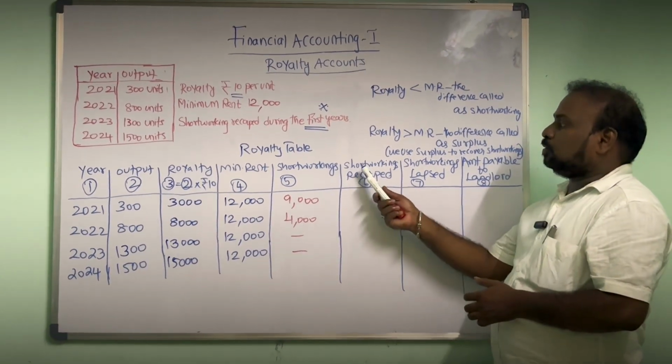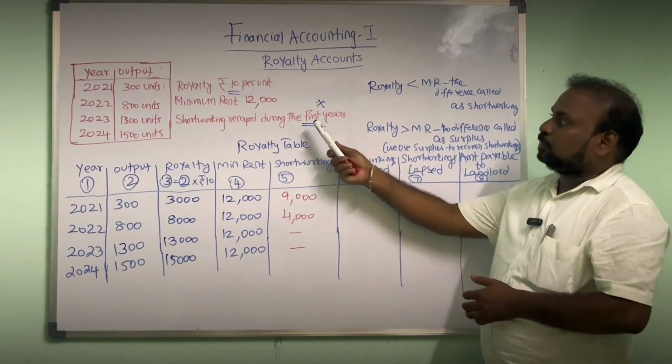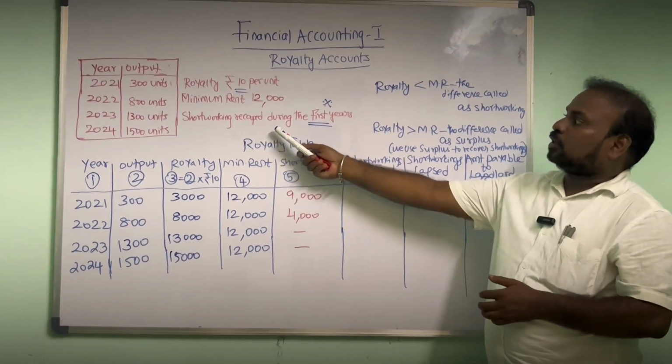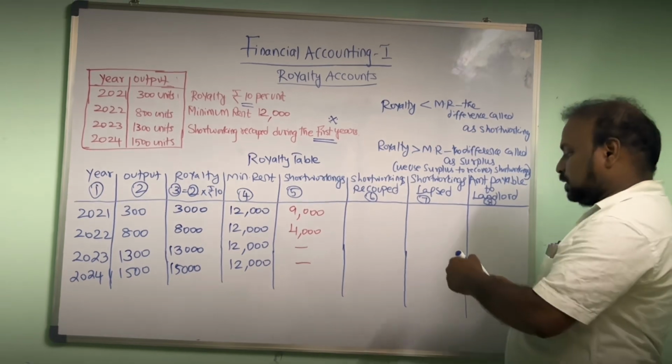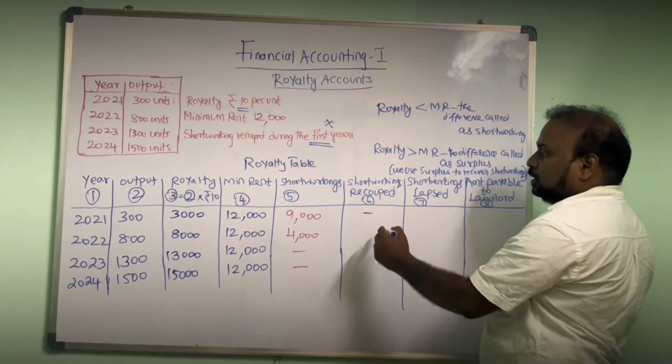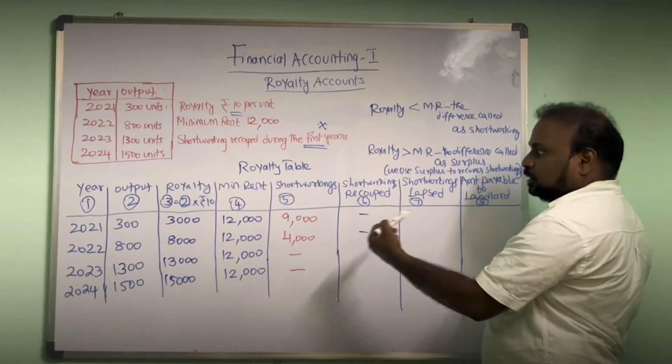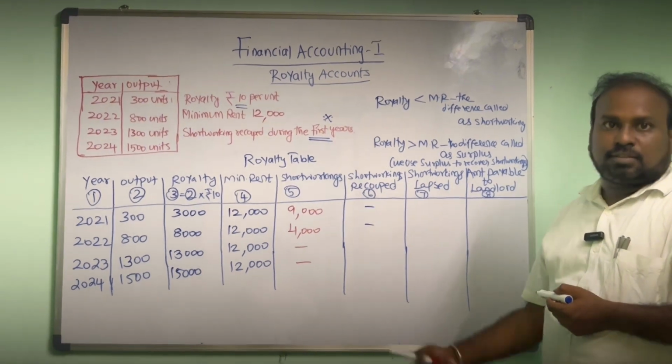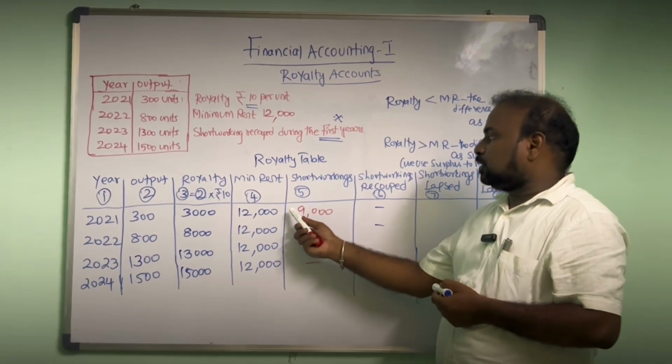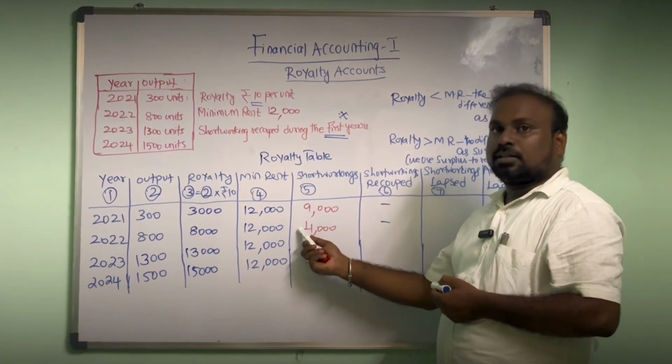Now come to column number 6, short working recouped. For this you need this adjustment: short working recouped during the first 3 years. So first year we cannot recover because we incurred a loss. Second year also we cannot recover, we incurred a loss, that is short working. Now see, the total loss is 9 plus 4, 13,000.